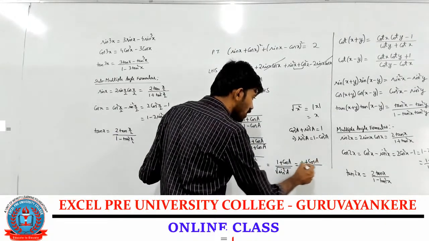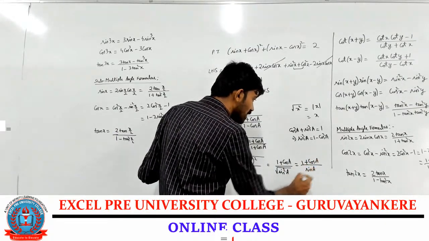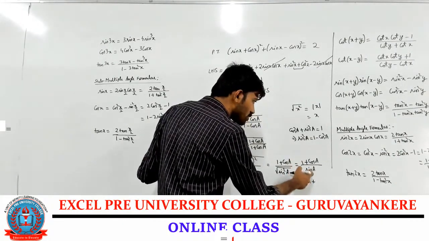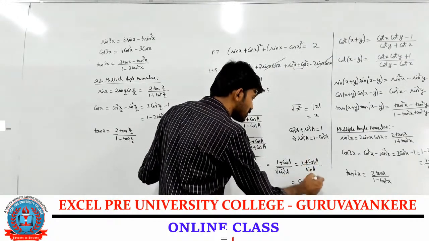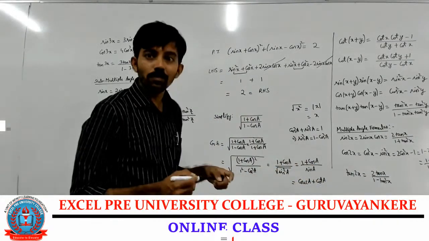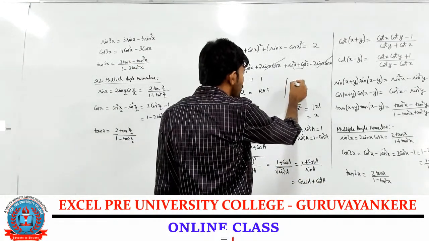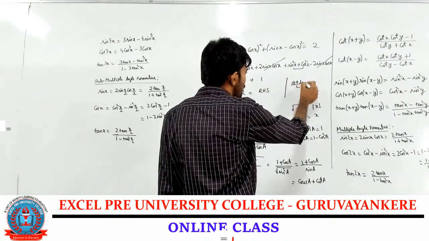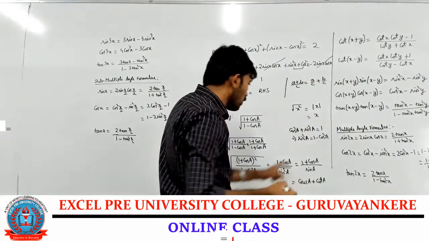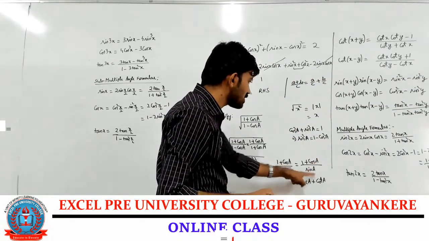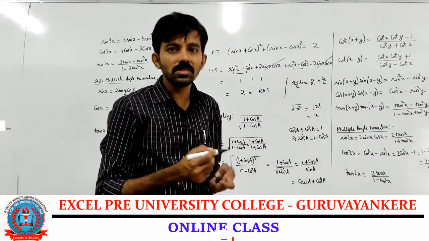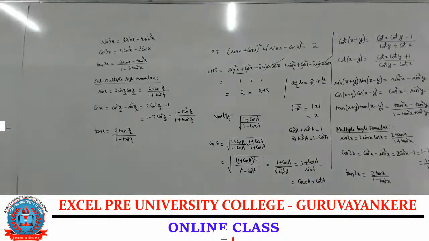1 plus cos a divided by sin a. Separate the terms. If it is a plus b by c, we can write a by c plus b by c. So 1 by sin a plus cos a by sin a. 1 by sin is cosec, and cos by sin is cot. So it simplifies to cot a plus cosec a. You get the answer as cot a plus cosec a.